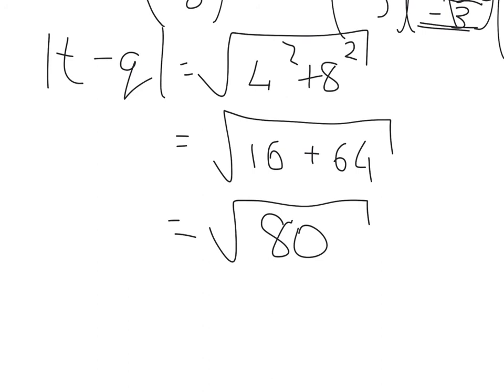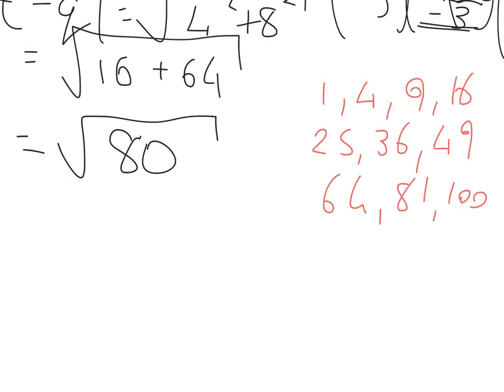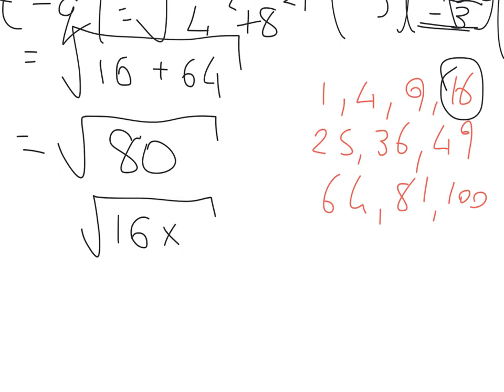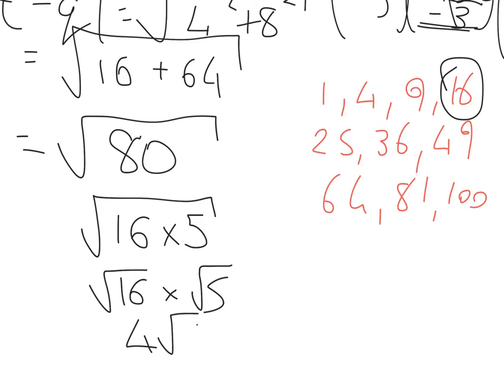So with the square root of 80 that we're going to simplify, if we look through the list of square numbers between 1 and 100, first 10 square numbers, we can take out 16. So take your time, but 16 multiplied by 5 will give you 80. So it's the square root of 16 multiplied by the square root of 5. Square root of 16 is 4. So 4 root 5.